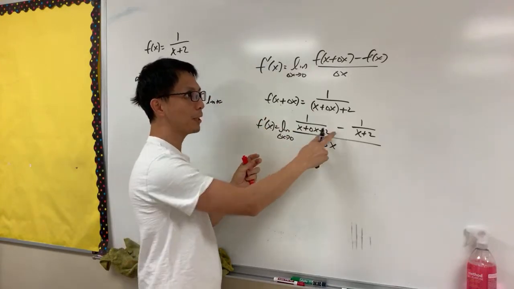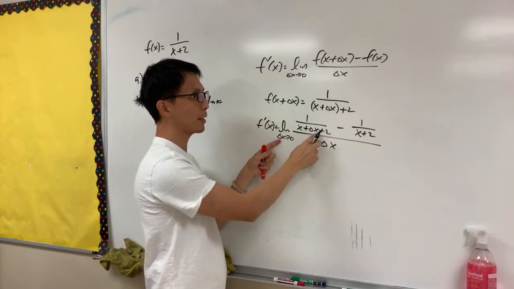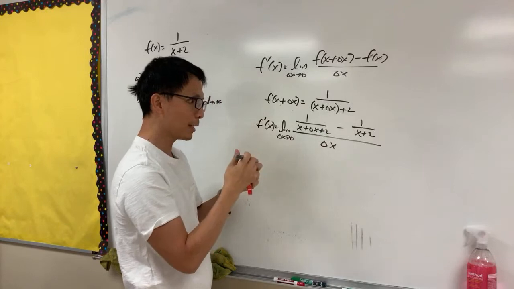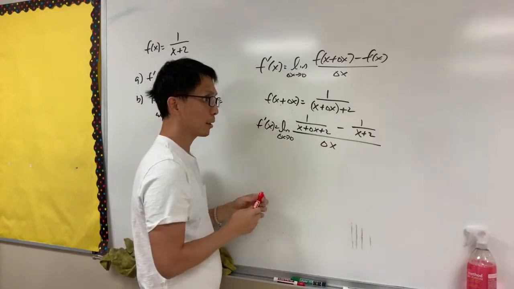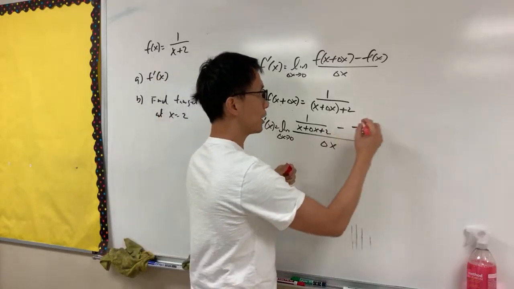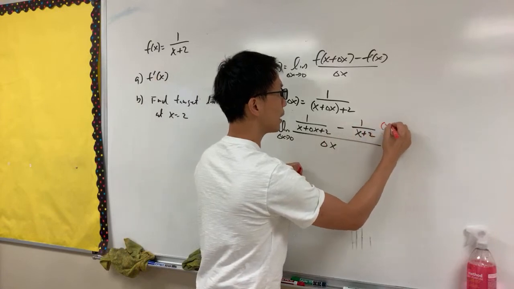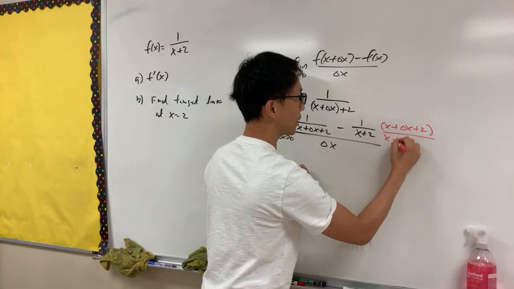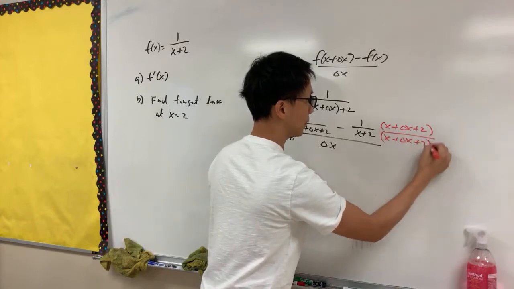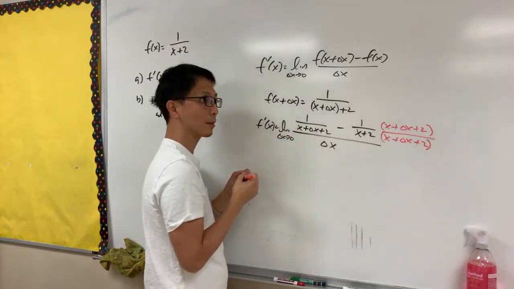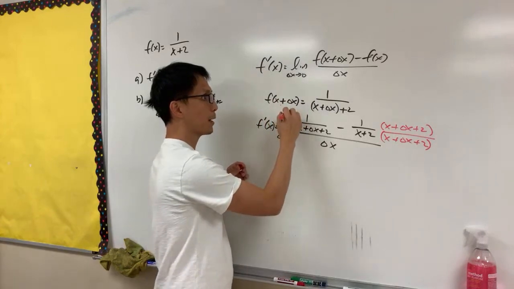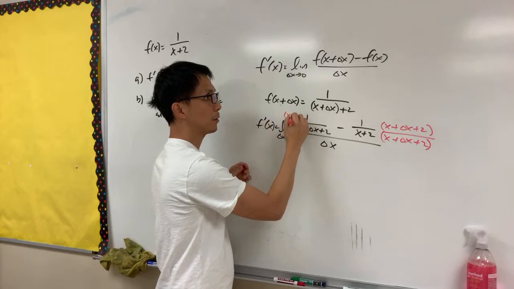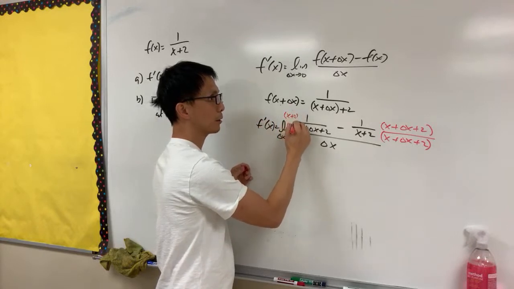Now I need a common denominator, because if I plug a delta x of 0 in there, it's going to be 0 over 0. Just like before, you need to multiply that side by what? x plus delta x plus 2, over x plus delta x plus 2. Am I going too fast? And I'm going to multiply that side by what? x plus 2 over x plus 2, right?